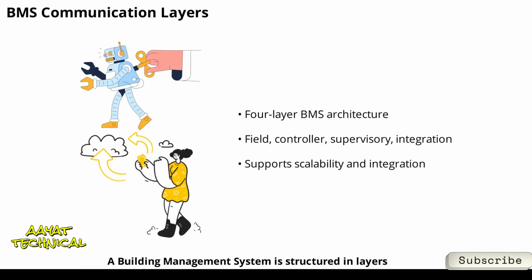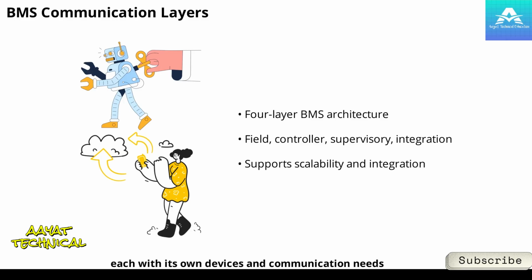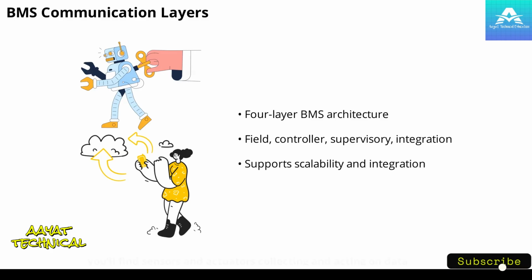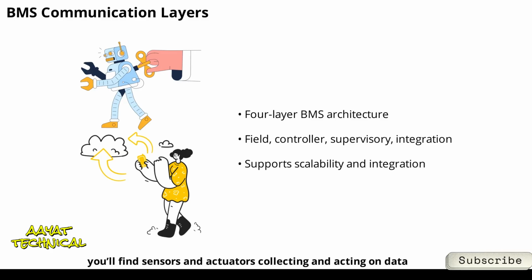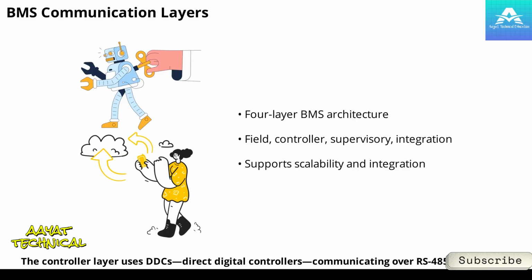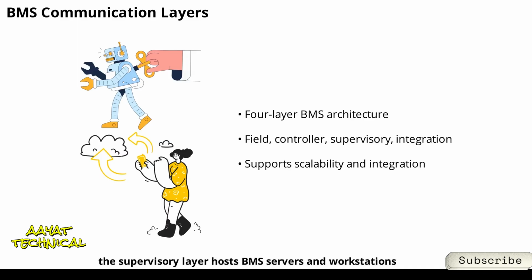A building management system is structured in layers, each with its own devices and communication needs. At the field layer, you'll find sensors and actuators collecting and acting on data. The controller layer uses DDCs, direct digital controllers, communicating over RS-485 or IP. Above that, the supervisory layer hosts BMS servers and workstations, often connected to the cloud. Finally, the integration layer brings in gateways, fire panels, energy meters, and SCADA systems. This layered approach ensures efficient data flow and system scalability.